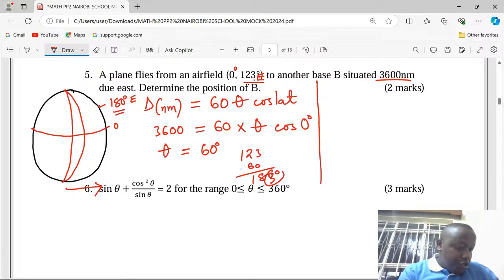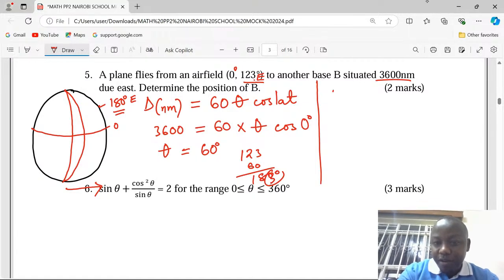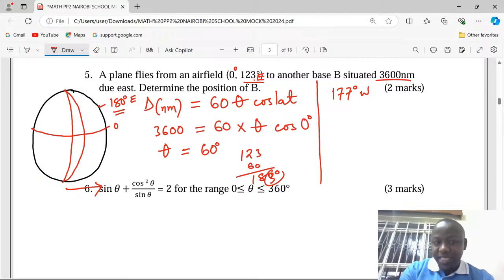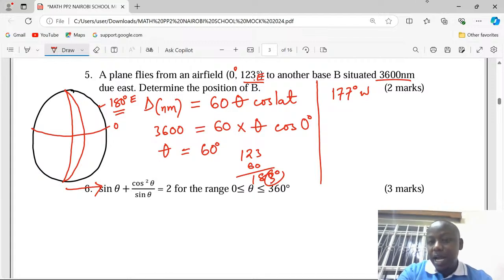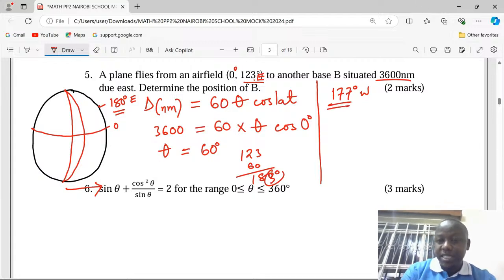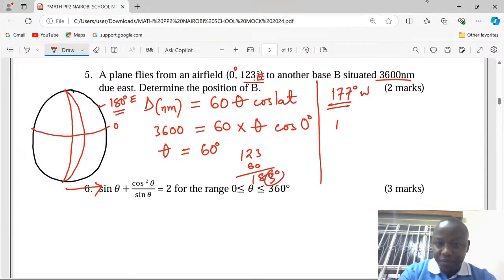Even though we are approaching the west side, from the last longitude we move 3 degrees, which means we will find ourselves at 177 degrees west. From the last longitude for 3 degrees, we cover only 3 and find ourselves at 177. But remember, we are still along the equator. So the place B will have a position of 0, 177 degrees west.